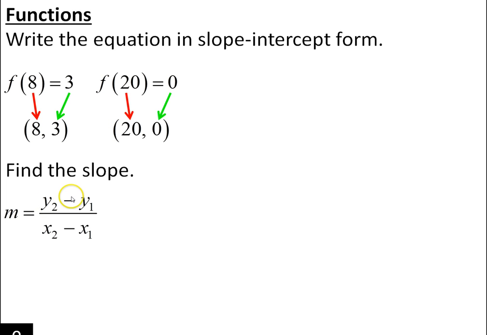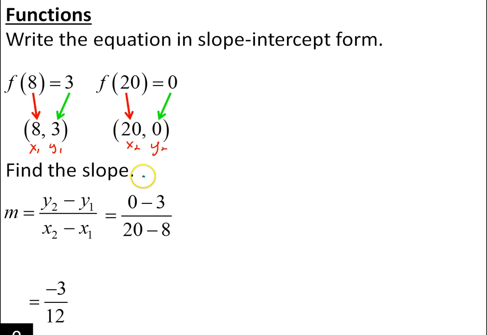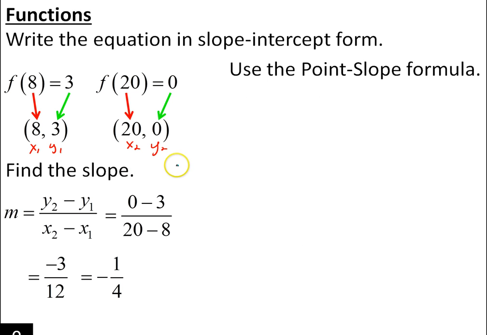So our slope formula is y2 minus y1 over x2 minus x1. So this is my x1, y1, x2, y2. And so that gives us -3 over 12, which reduces to -1/4. And now we're going to go to our point slope formula.